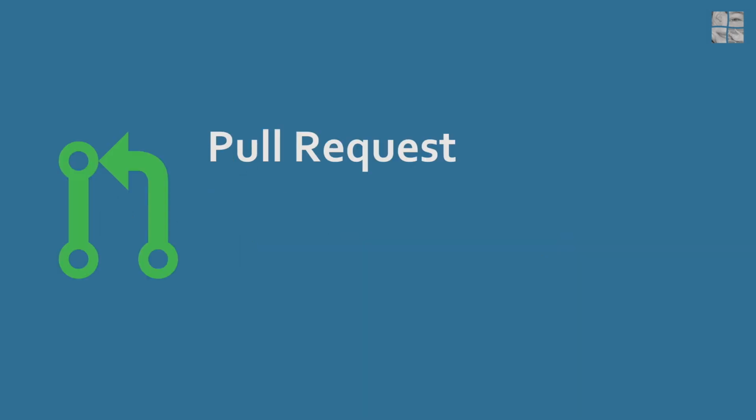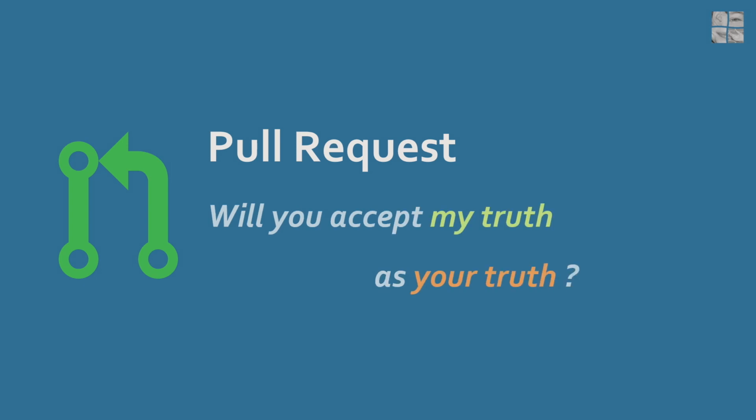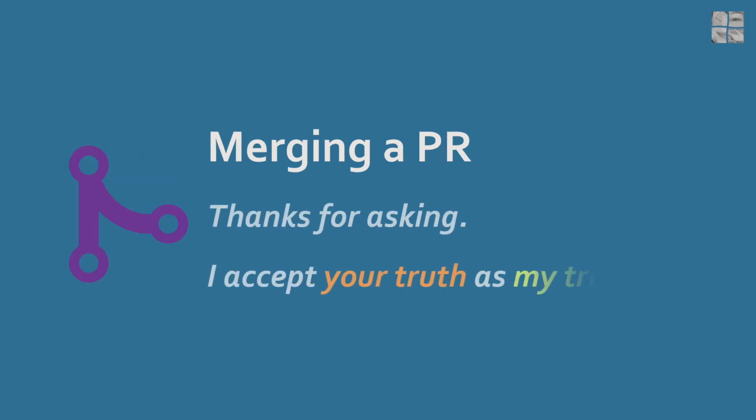So when you submit a pull request, what are you saying? Will you accept my truth as your truth? Please. And when that pull request is merged, thanks for asking. I accept your truth as my truth. There is no one truth. Every fork has its own truth, and that's okay. If you give back to the original, all the better, because in general, the ecosystem will get better from it, but every fork can continue and diverge whichever way you want.